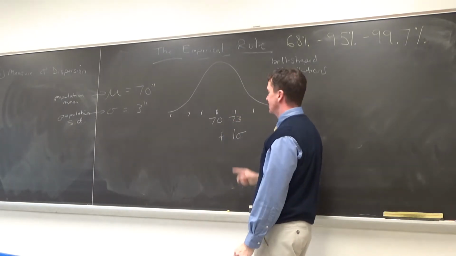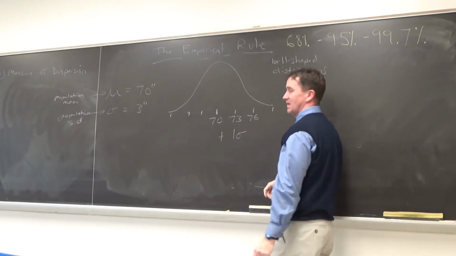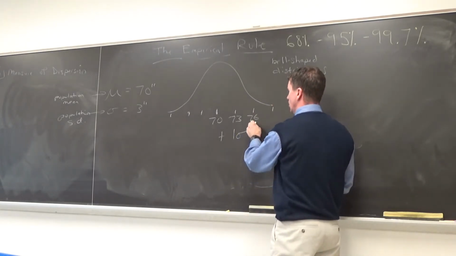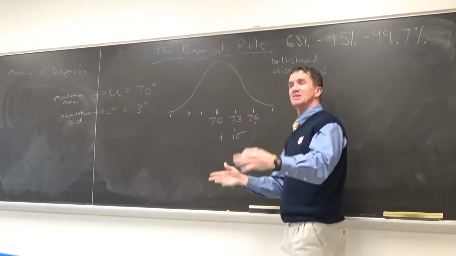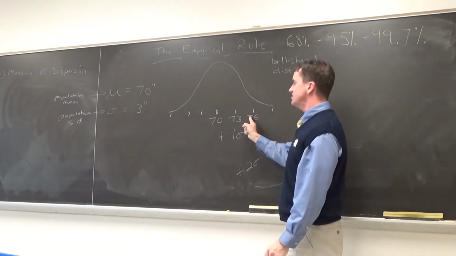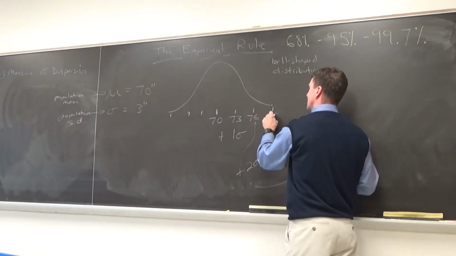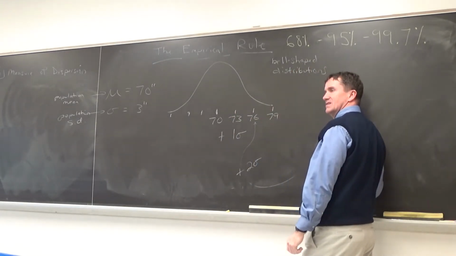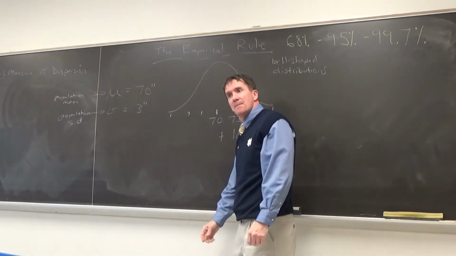I got to add it again. I got to add another 3. What would this be? Remember, I don't want to confuse anybody. You go, what did I just do? I added 2 of those, didn't I? So the language is I added 2 standard deviations. This is 2 standard deviations above the mean. What will this be? 79. So when you understand, I just kept adding 3.